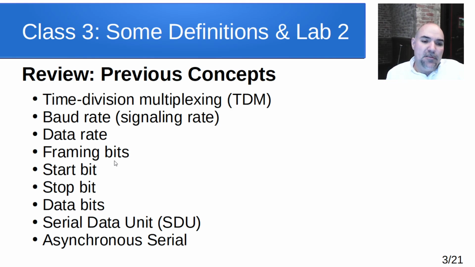The framing bits, those are the start bit and the stop bit, also any parity bits or anything like that. The framing bits are just the bits that surround the data bits. The data bits are the actual message that's being encoded. And a serial data unit, or SDU, is that entire thing. It includes the framing bits wrapped around the data bits. And then asynchronous serial communication is the method of communication where you have a start bit to resync the message, a stop bit to return it back to the idle state, and you're sending that using TDM. So these things all relate to each other in some way.